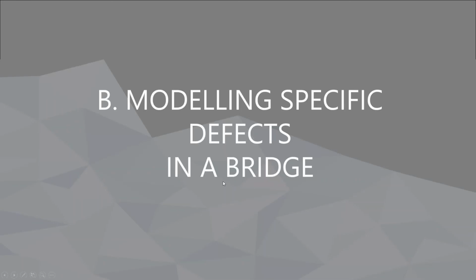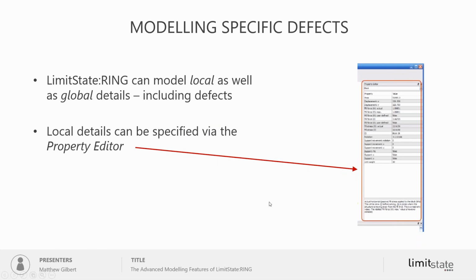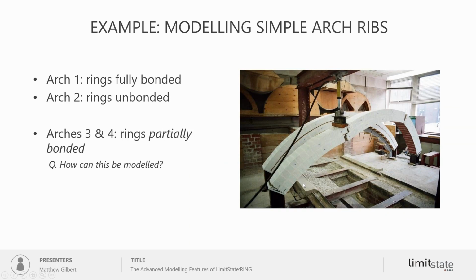Okay, so the second example is modelling specific defects in a bridge. We can model both local and global details, including defects in a structure. The way we do that in the software is we use the property editor at the right-hand side of the viewer. And what I was going to hopefully quickly do is just show this with a very simple example.